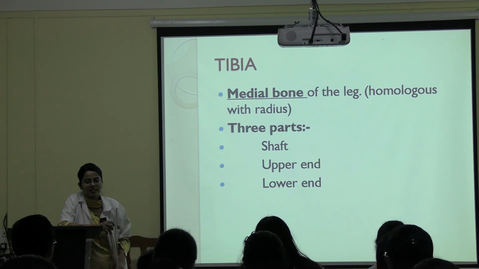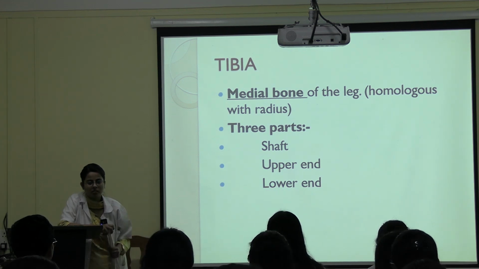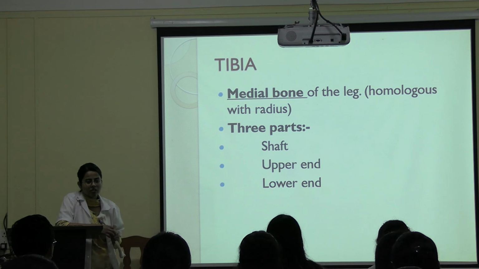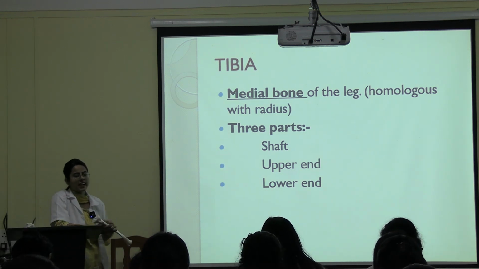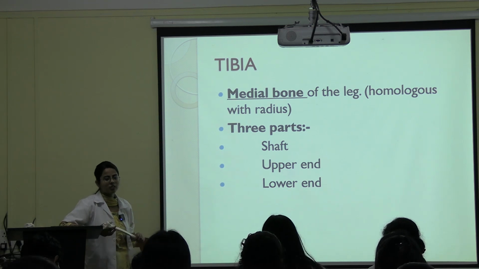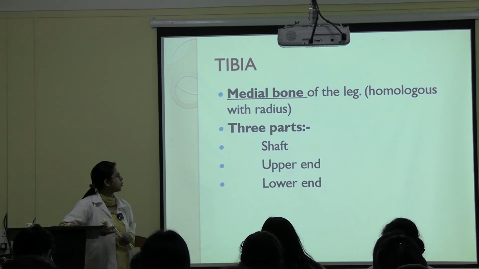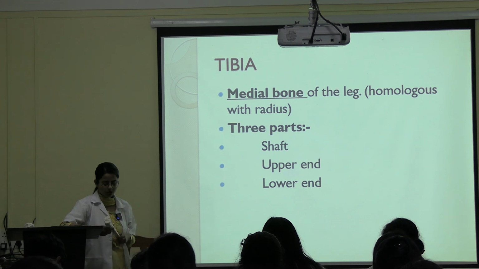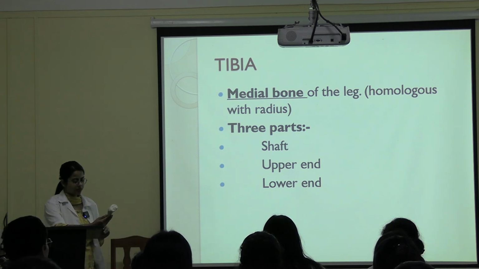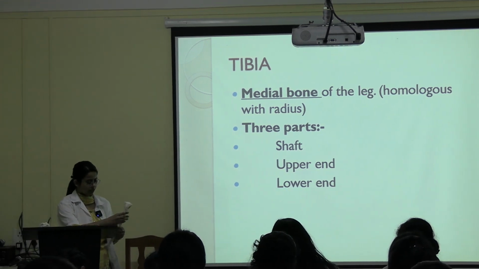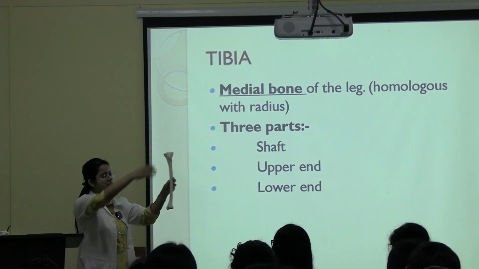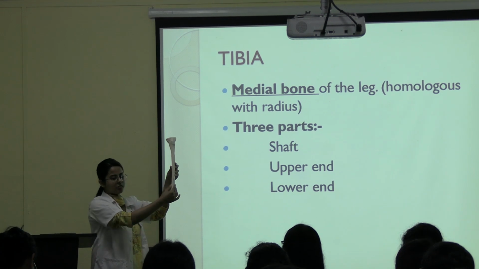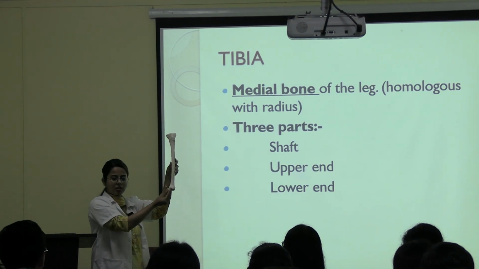Like radius also has a head, interosseous border, tuberosity. These are the features of radius. So similar features will also be found in tibia. That is why tibia is homologous with radius. Now it has 3 parts. This is the upper end, this is the shaft, and this is the lower end of the tibia.